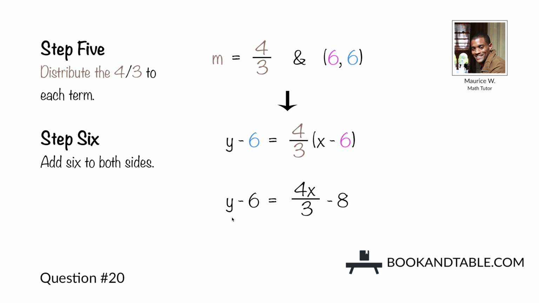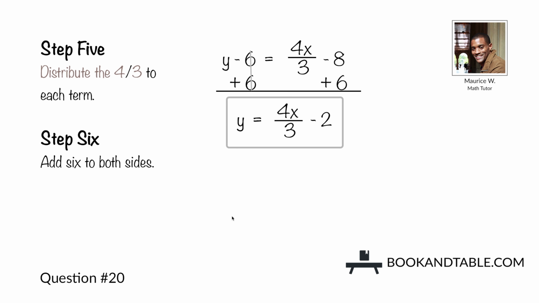And now step 6, add 6 to both sides. Negative 8 plus 6 is negative 2. So the equation of the perpendicular line is y is equal to 4x over 3 minus 2.